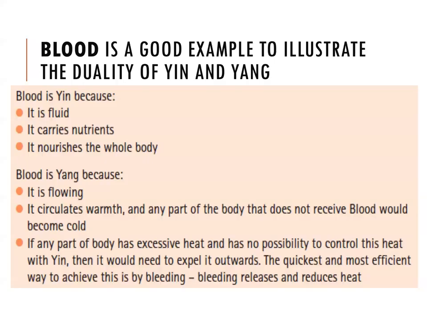Okay. Blood is a good example to illustrate the duality of yin and yang. Blood is yin because it is fluid, it carries nutrients, it nourishes the whole body. Blood is yang because it is flowing, it circulates warmth, and any part of the body that does not receive blood would become cold. If any part of the body has excessive heat and has no possibility to control this heat within, then it would need to expel it outwards. The quickest and most efficient way to achieve this is by bleeding. Bleeding releases and reduces heat.